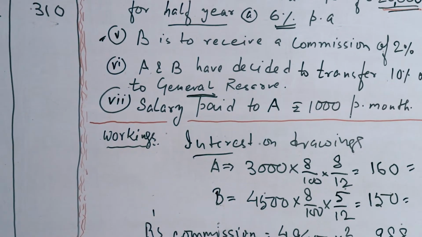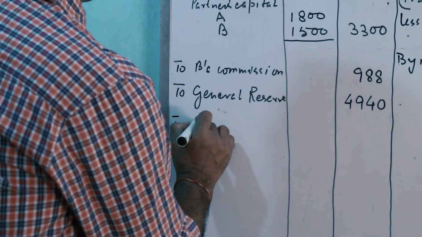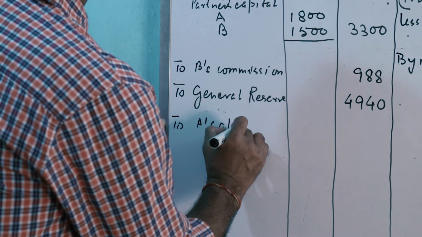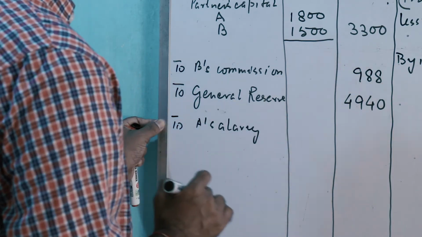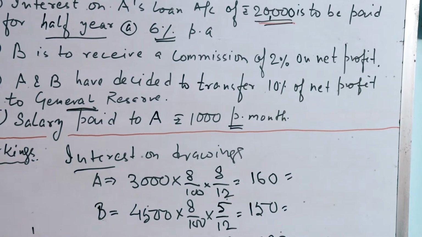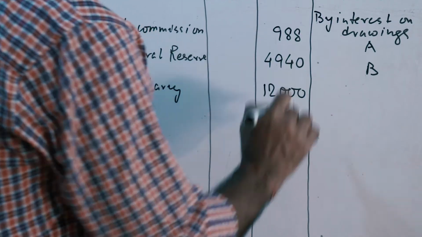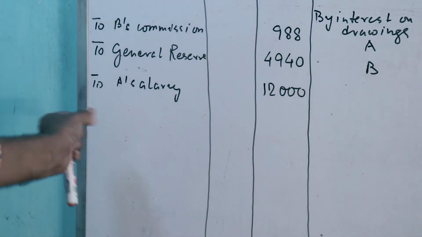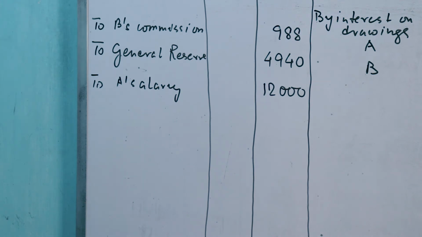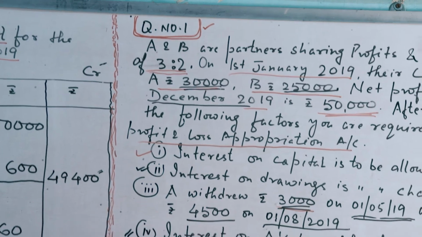A is getting salary per month rupees 1000. So A's salary will be 1000 into 12 because it is per month. तो पूरा साल में कितना लगेगा? 1000 into 12, that is 12,000. So all the points have been covered.